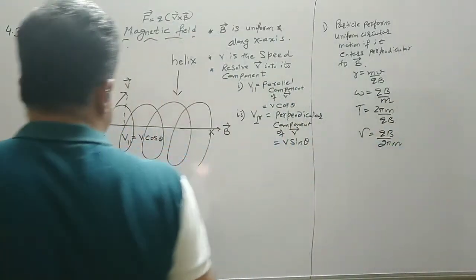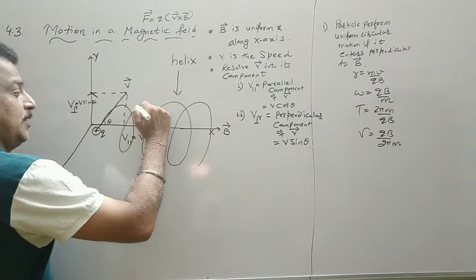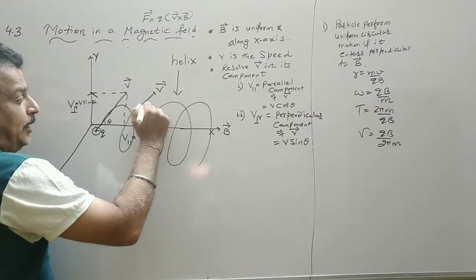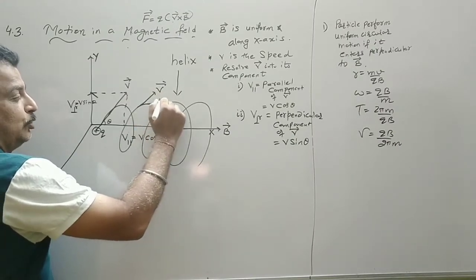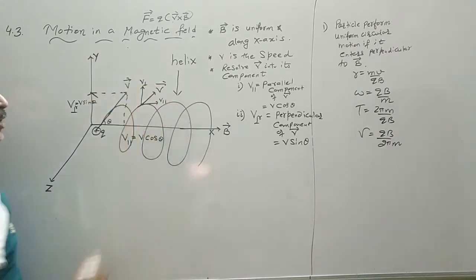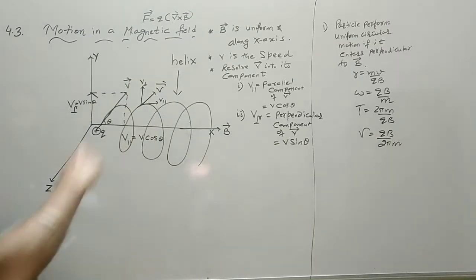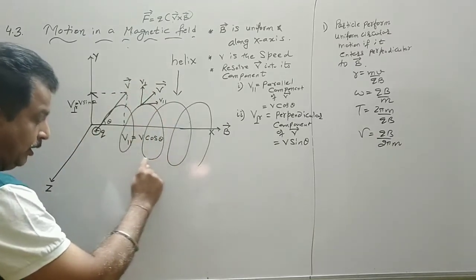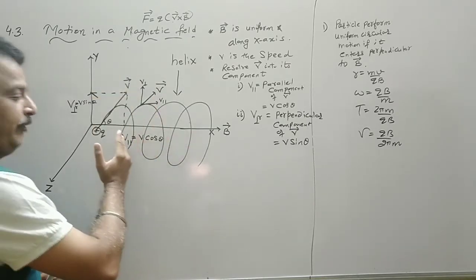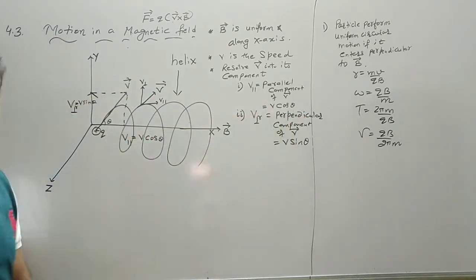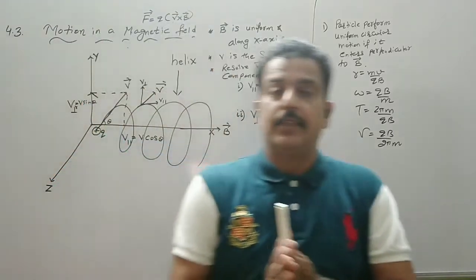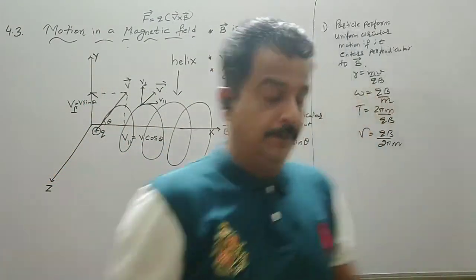So at any instant, I can draw the diagram. Suppose this is the instant, V will be along the tangent. So again, it will have two components, V parallel and V perpendicular. So this V perpendicular makes the particle perform a circular motion, and at the same instant, V cos theta will displace it along the axis of the magnetic field. It means the path is helical.